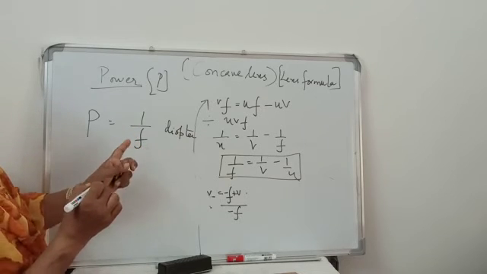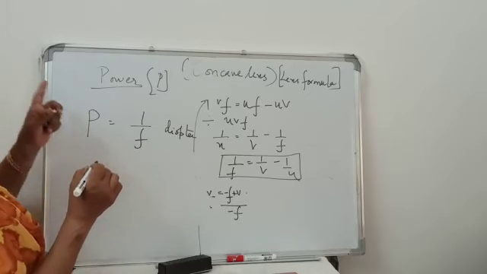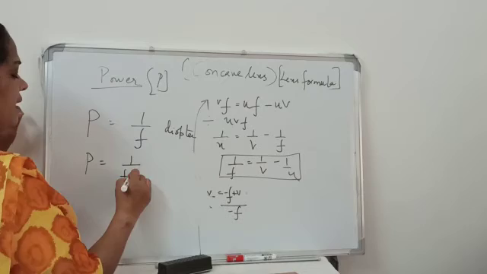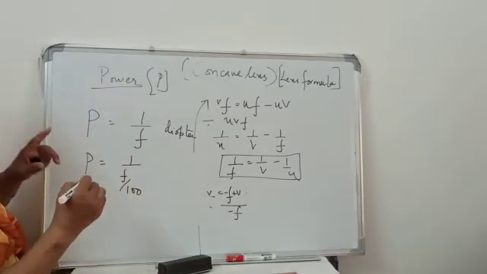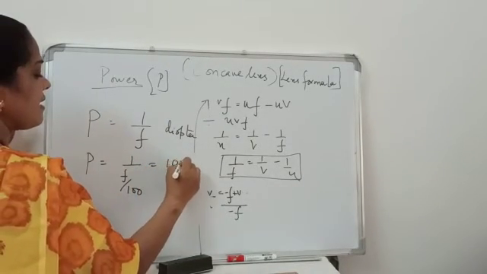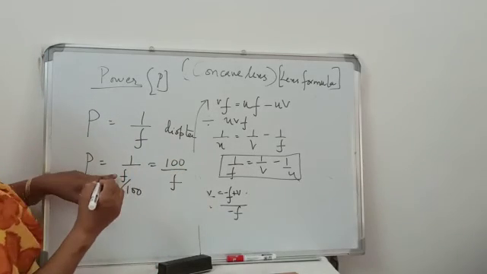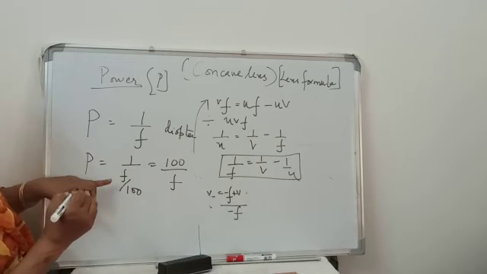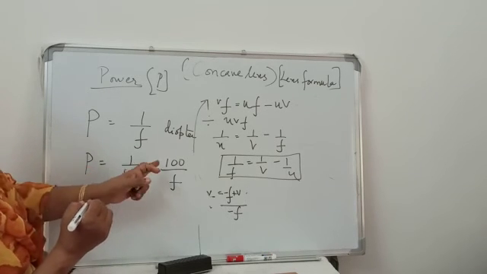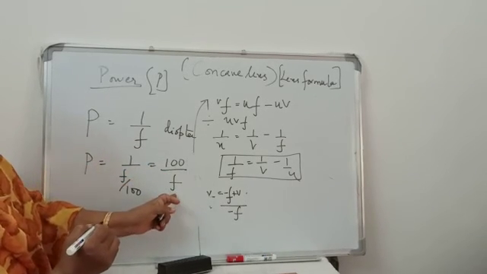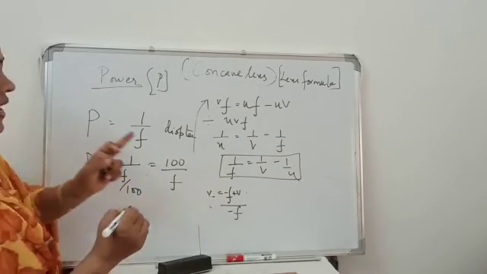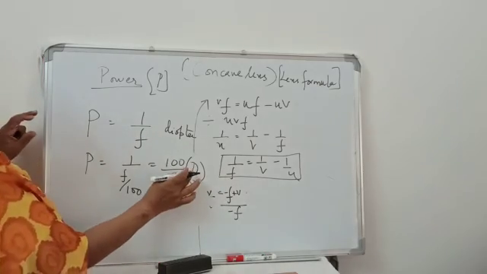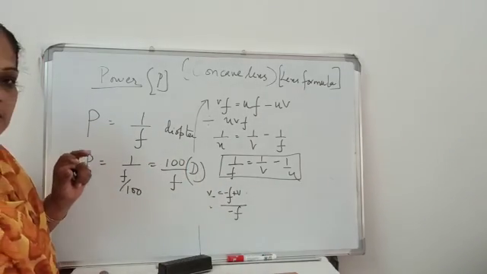When we write the same in terms of centimeters, we write P is equal to 1 by F by 100. So, you get it as 100 by F, if F is in centimeters. Suppose if F is 20 centimeters, then the power will be 100 by 20, which is equal to 5 diopter. So, the unit is always diopter and it's represented by capital D.